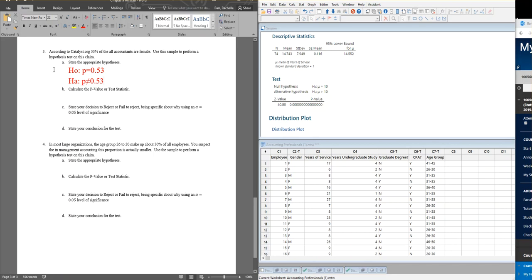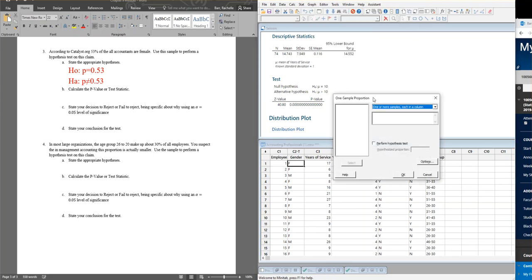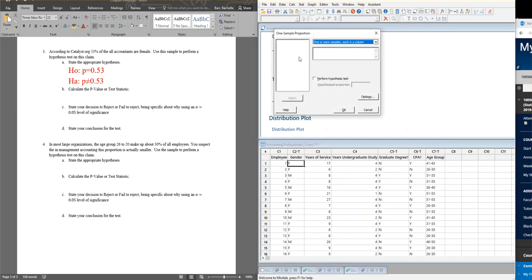Now, one thing to be concerned about is when you perform a hypothesis test on Minitab 18, you cannot tell it if you want it to count the women or the men, so we're going to be very careful with this when we're performing our test. Let's go up to Stat, Basic Statistics, One Proportion. It's the one proportion test that we used to do confidence intervals last time, but here we're going to be using it to perform a hypothesis test, so we want to check that box. I want to put my sample in there, so I'm going to throw gender in there. And my hypothesized proportion is 53%.